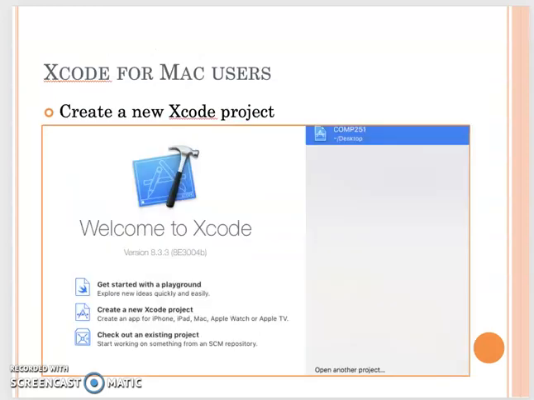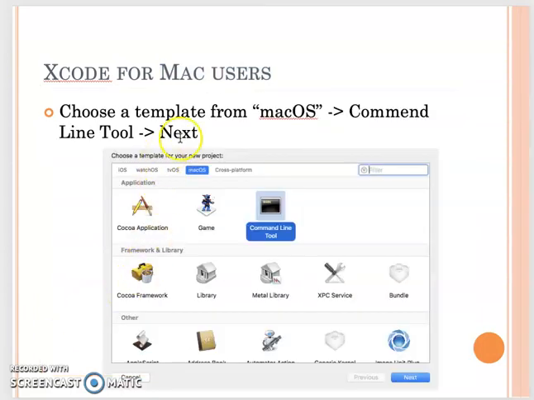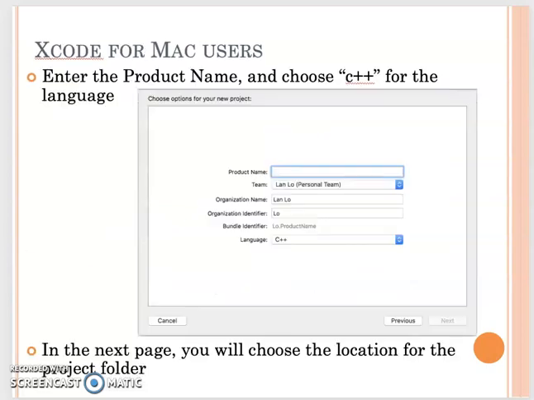The last one for this class, for the Mac students, I highly recommend you use Xcode. You can just download and install Xcode from the App Store. After you open that, the first thing you need to do is create a project from your Xcode. For this class, we use the command line tool. Then you can see here you can have your project name. We're using C++.